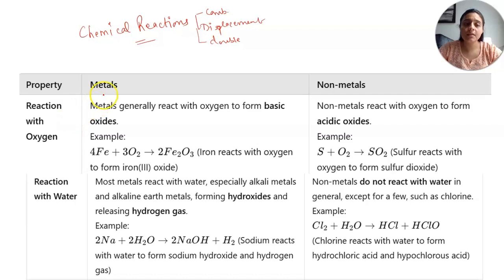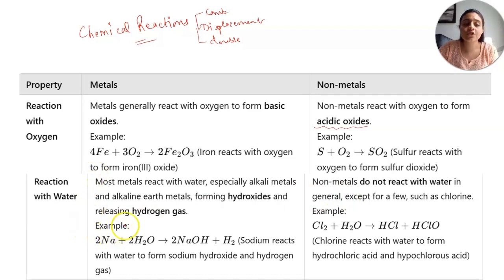Likewise, if we see the reactions, metal reaction with oxygen, okay, so it will form oxides of metal. So metal oxides are formed whenever the metal reacts with oxygen. But now what happens with non-metals? Non-metals usually form acidic oxides when they react with oxygen.